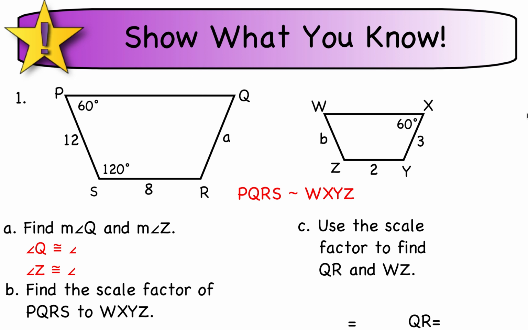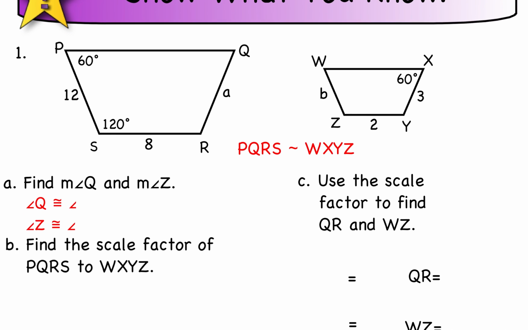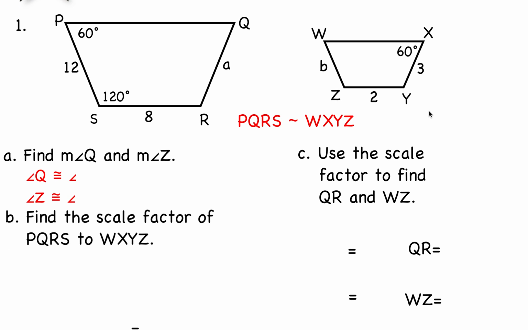So let's go ahead and jump into some practice problems. These two figures are similar. Remember, here's the similar symbol. And it says find the measure of angle Q and measure of angle Z. Well, if we just look at this statement, angle Q is the second letter, it corresponds to angle X. So here's angle Q, here's angle X. If X is 60, then Q must also be 60, right? Angle Q is congruent to angle X, and angle X is 60, so they're both 60.